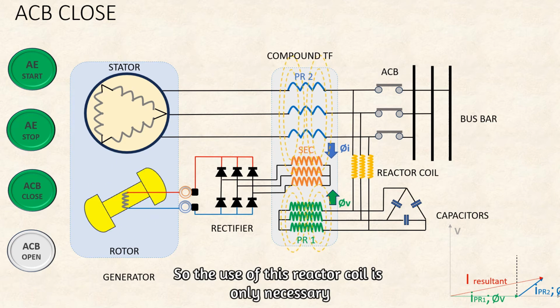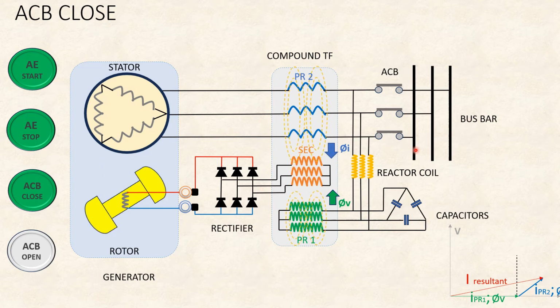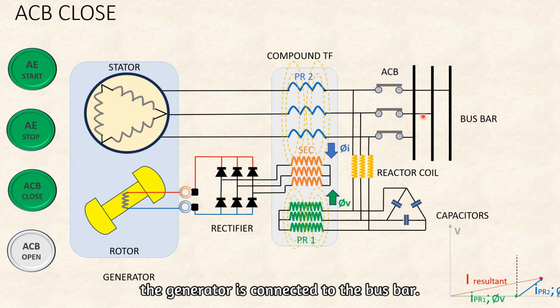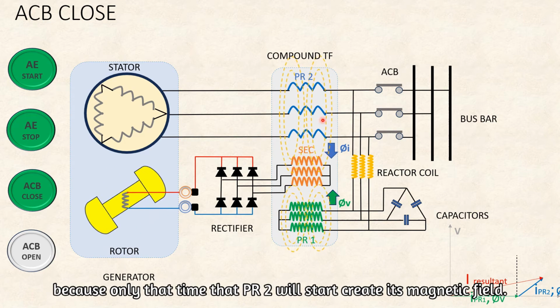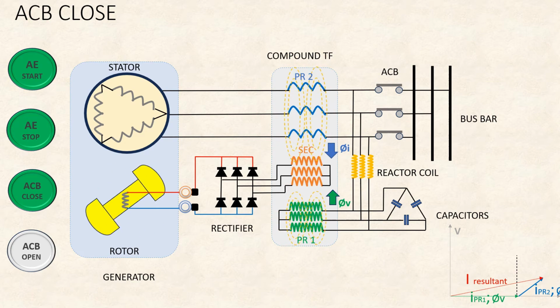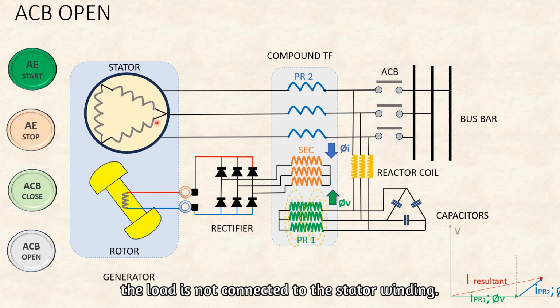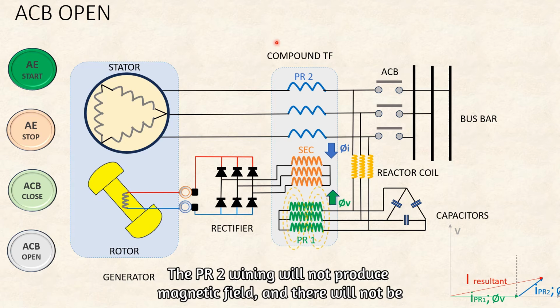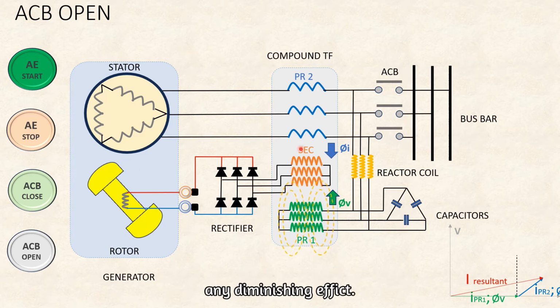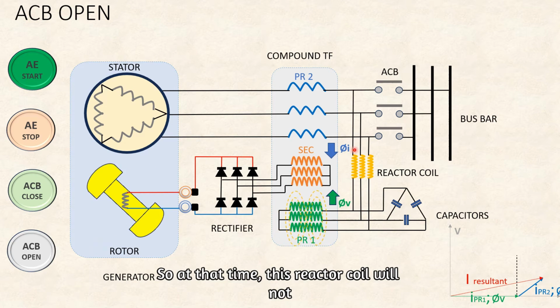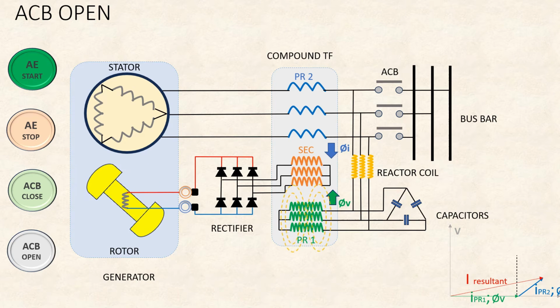The use of this reactor coil is only necessary when the generator is connected to the bus bar, because only then will PR2 produce its magnetic field. When the load is not connected to the stator winding, your PR2 winding will not produce a magnetic field and there will not be any diminishing effect. So at that time, this reactor coil will not serve any purpose.